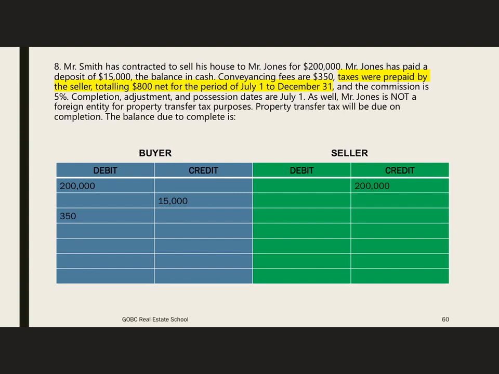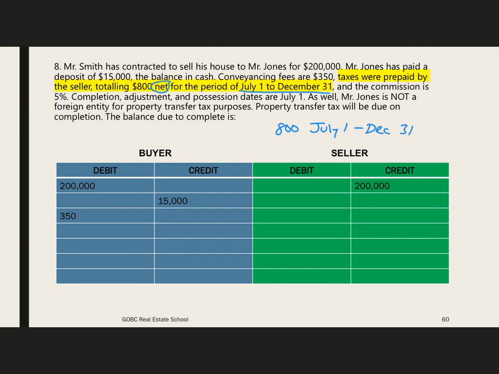So there's a key word that I need you to pay attention to when you're doing these kinds of questions. Whenever it says net, the word net in accounting means that something has already been subtracted or something has already been calculated and subtracted. So for this one, the word net and the fact that it says from July 1st to December 31st, it's telling you how much the taxes are for that period of the year.